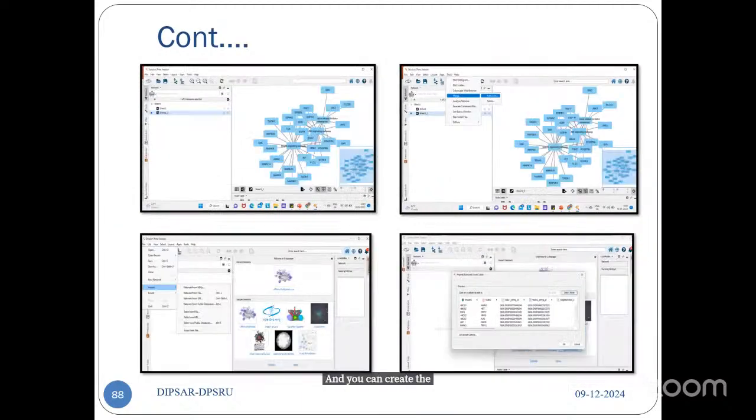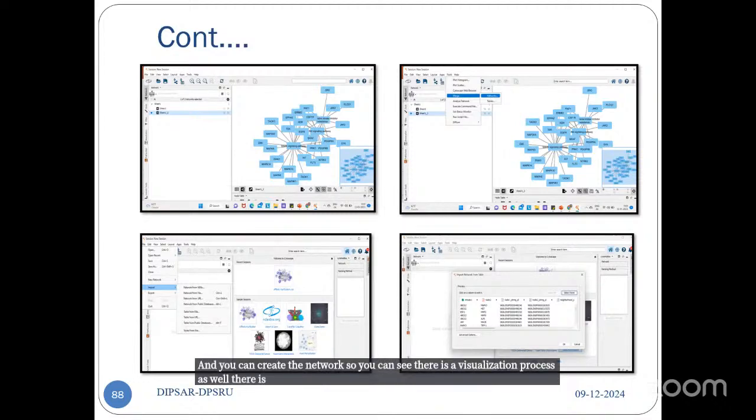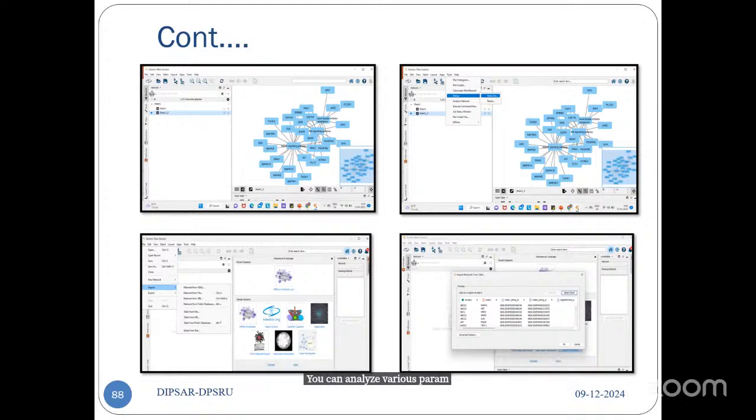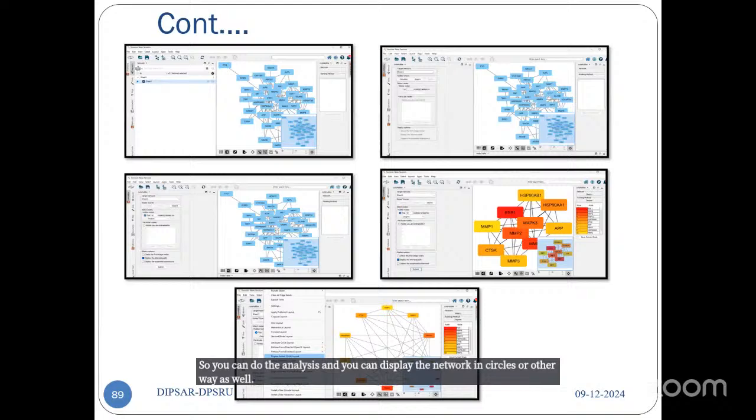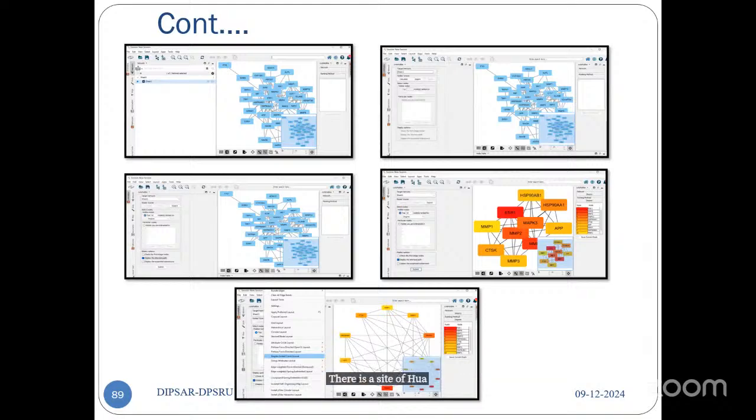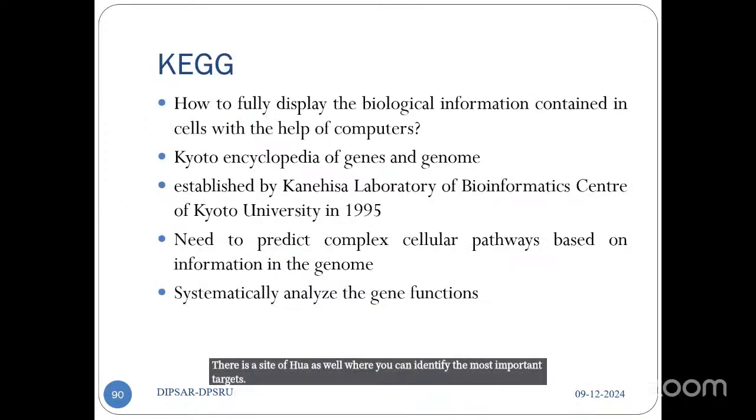So you can see there is a visualization process as well. There is an analyze network option also. You can analyze various parameters, node, betweenness, whatever I have shown you in earlier slides. So you can do the analysis and you can display the network in circles or other ways as well. There is also cytoHubba, where you can identify the most important targets.